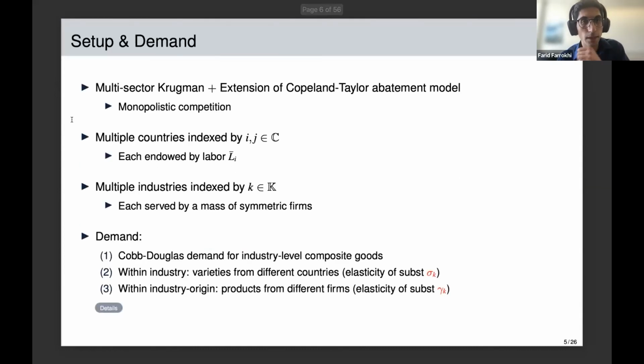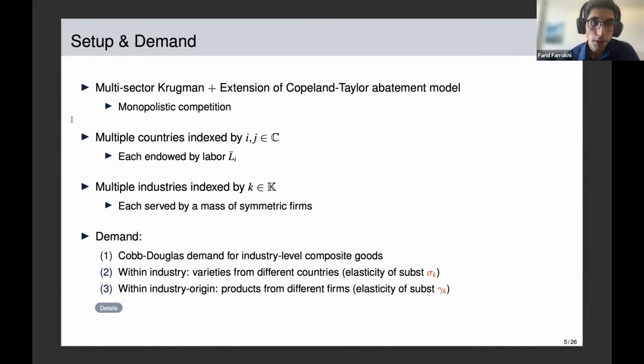So let me start with the theory, and for the sake of time, I'm going to keep it with fewer equations at some high level. I'm happy to go over more details during or after the talk. This is a multi-sector Krugman model extended to have carbon input use, or you could also write it down as an extension of the classic work of Copeland and Taylor, with an abatement specification, and the market structure is monopolistic.